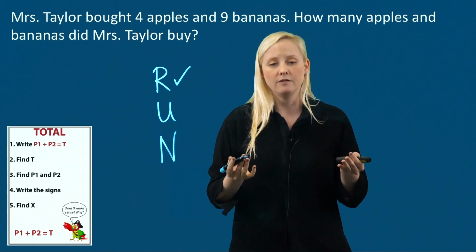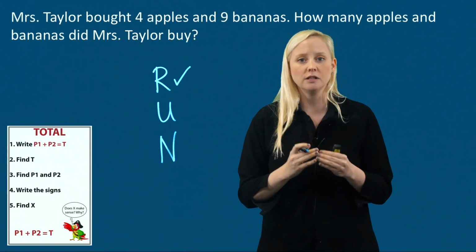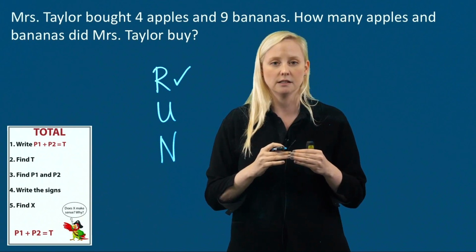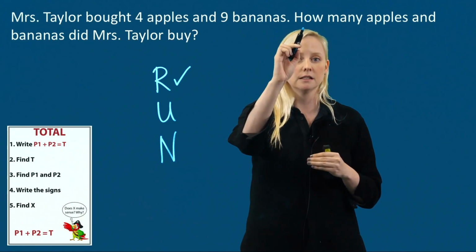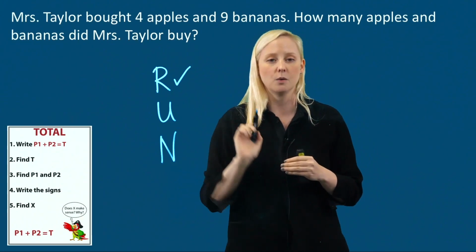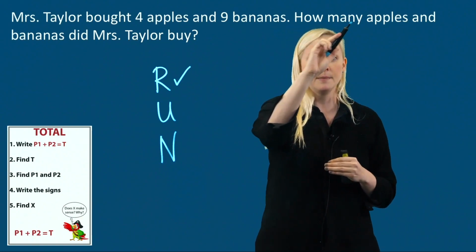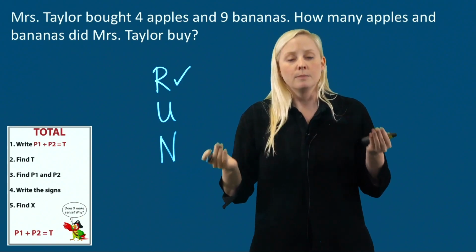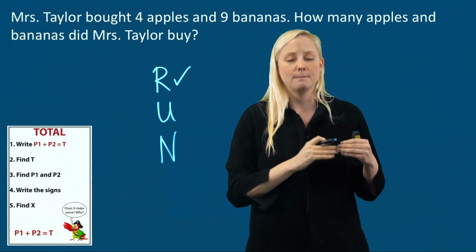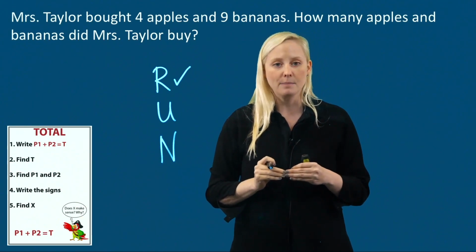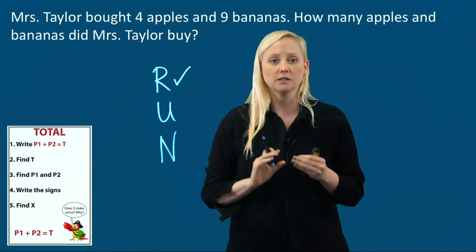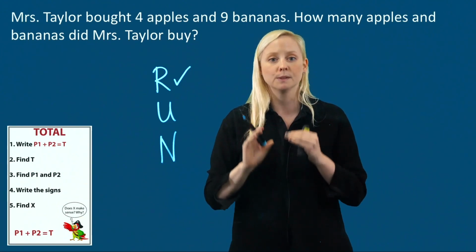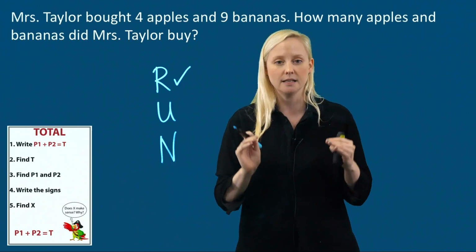If you watched the RUN video, you'll notice that students underline the label in the question sentence. The question sentence is a sentence that starts with a capital letter and ends with a question mark. It says, how many apples and bananas did Mrs. Taylor buy? The problem is asking me about apples and bananas. It's not just talking about apples, and it's not just talking about bananas. So I'm going to take a second to underline apples and bananas because that is our complete label.